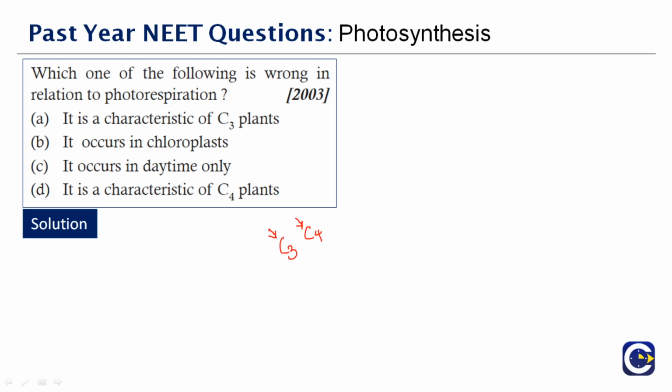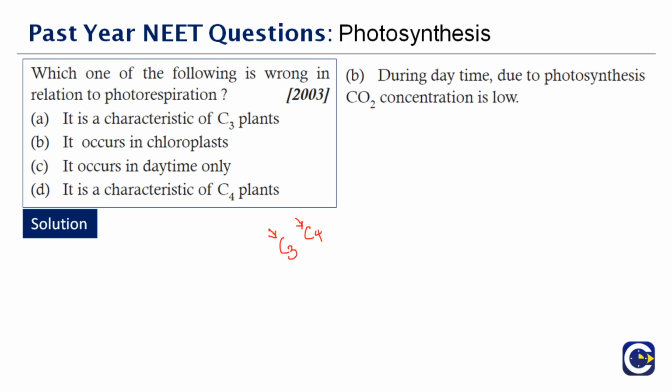All that is correct, and it's a characteristic of C4 plants. It occurs in daytime only. All that is okay, but it is something that will not occur in chloroplast. Therefore the correct answer is option B. See, photorespiration is not associated with chloroplast. It is a characteristic of C4 plants also, but the only difference between C3 and C4 is, in C3 it is found at a higher rate, while in C4 it is found at a lower rate. That is the only difference. So it is still a characteristic seen in both C3 and C4 plants. The correct answer is option B.